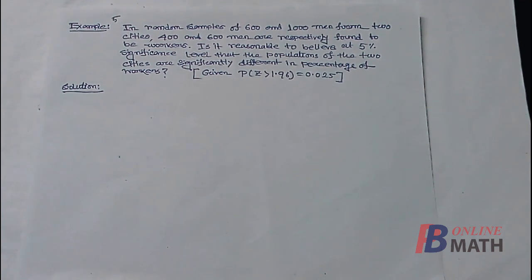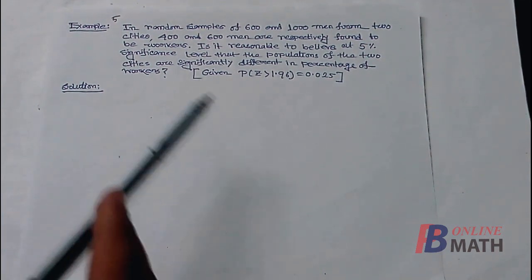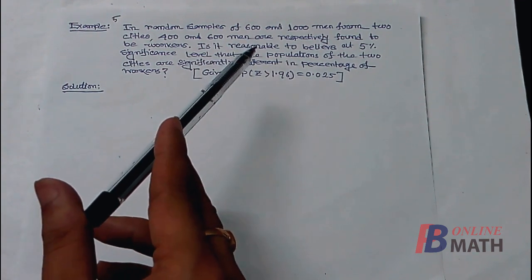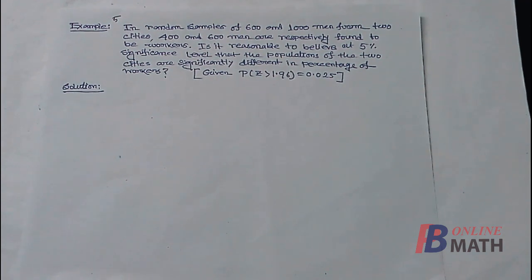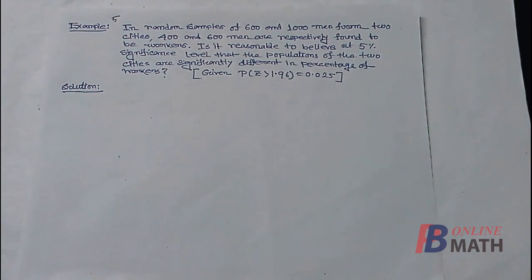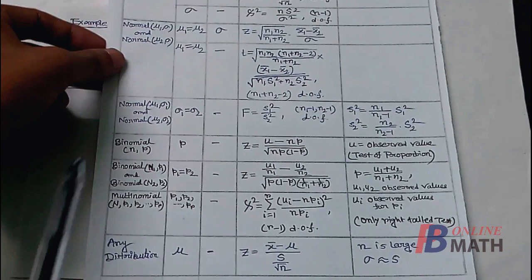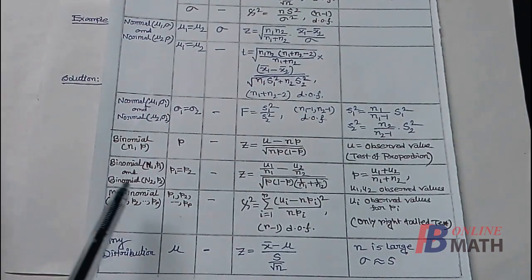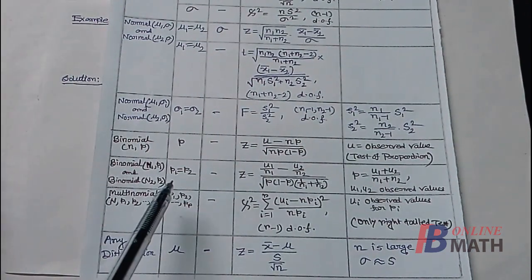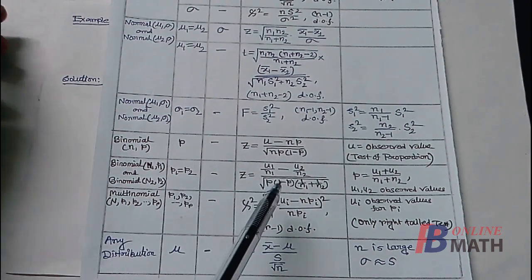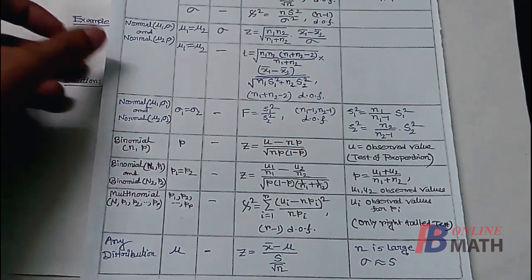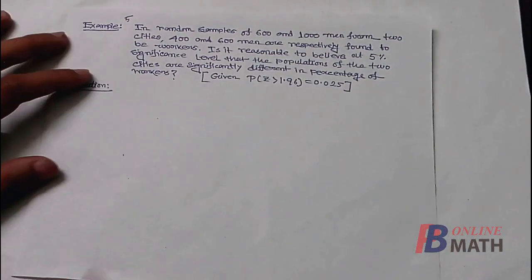So we find that this is a problem of comparison, which means there is more than one population, and since this is a problem of proportion, out of these 600 men 400 are workers, and out of these 1000 men 600 are workers. So it is a problem of comparison of two proportions of two binomial distributions. From the table we find that if the population has two binomial distributions, for the test of proportion where we have to test p1 equal to p2, we have to use the distribution of this statistic.